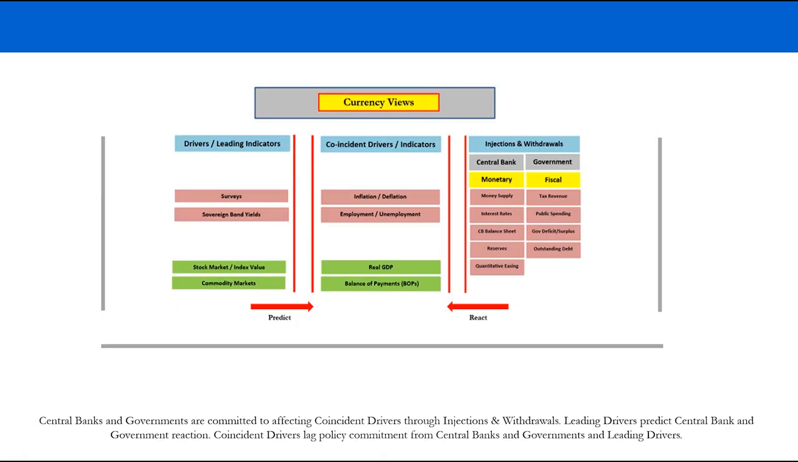And don't forget, central banks and governments are committed to affecting the coincident drivers here through injections and withdrawals, and the leading drivers predict what the central bank and government's reaction is most likely to be. And coincident drivers lag policy commitment from central banks and governments and the leading drivers. So we have prediction coming in from this side, from our leading indicators. We have reaction to both leading indicators and coincident indicators coming from the right-hand side in the form of injections and withdrawals from the central bank and the government. And right now, we're going to be gauging what they're actually doing, rather than using this data in an attempt to predict what they may do. So this becomes a big head check on the right-hand side to what we're looking at on the left-hand side and in the middle of our overall macroeconomic variables.